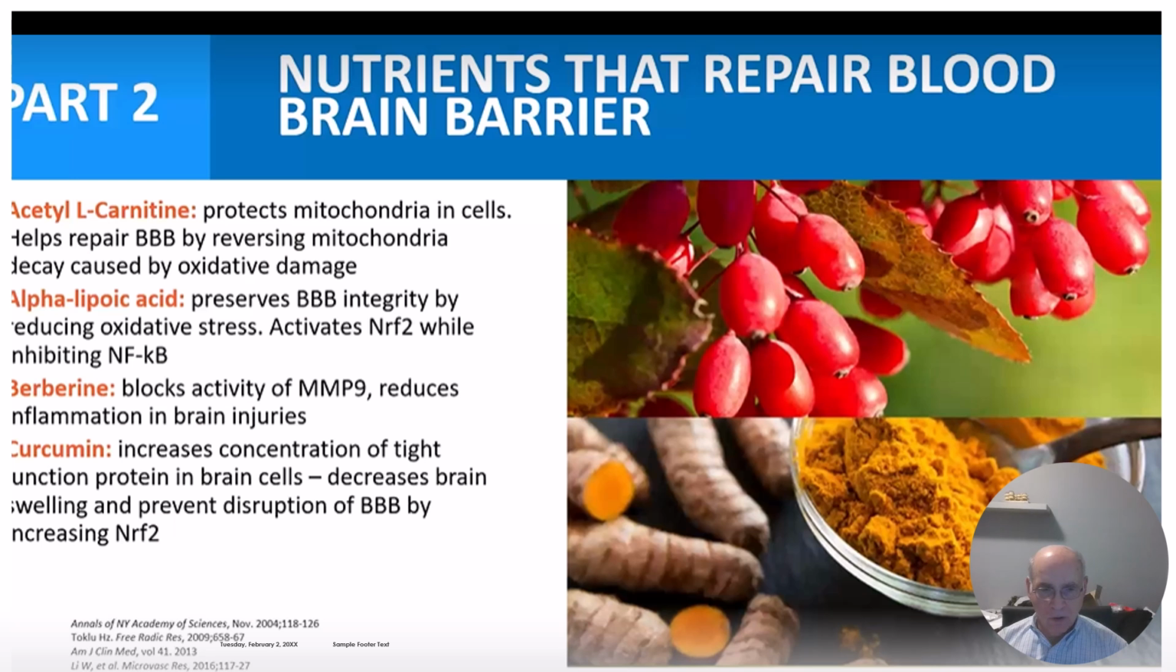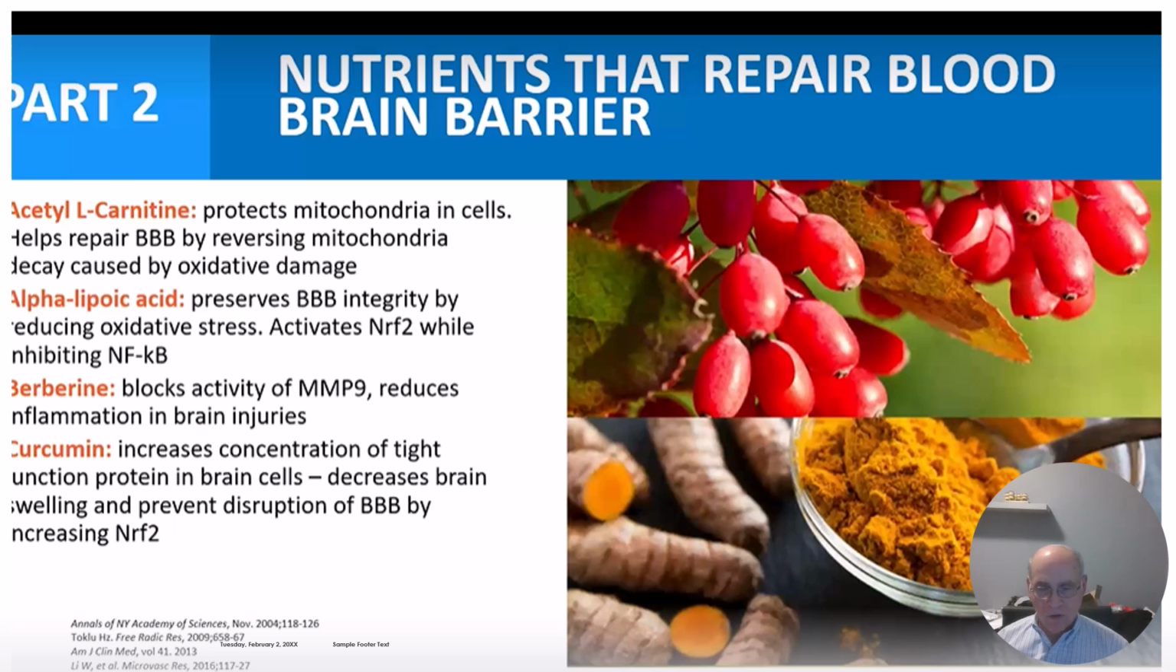My favorite new guy is berberine because it blocks the activity of these enzymes that break down the blood-brain barrier. It especially reduces inflammation in brain injury. You're probably going to hear a lot about berberine because it has a profound impact on controlling blood sugar, but it also drives a more potent Th1 response. Turmeric, remember it should be in a phytosomal delivery, and the proprietary name is Meriva.